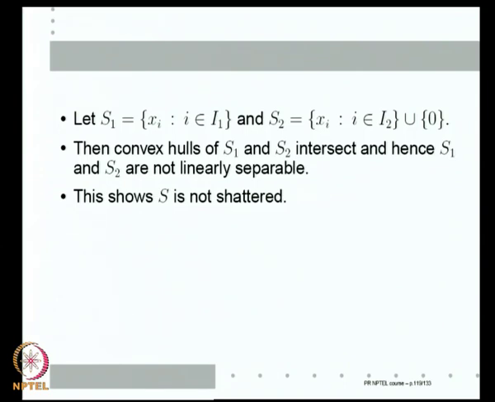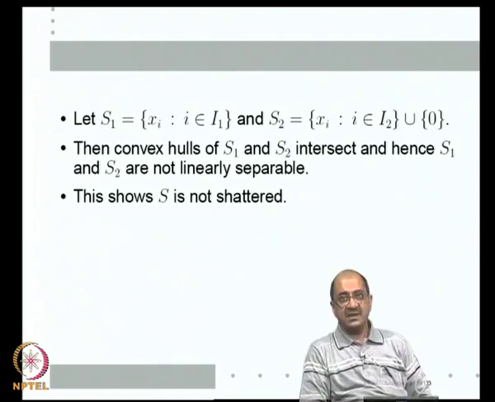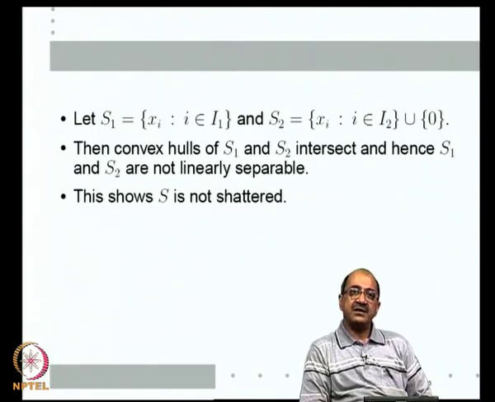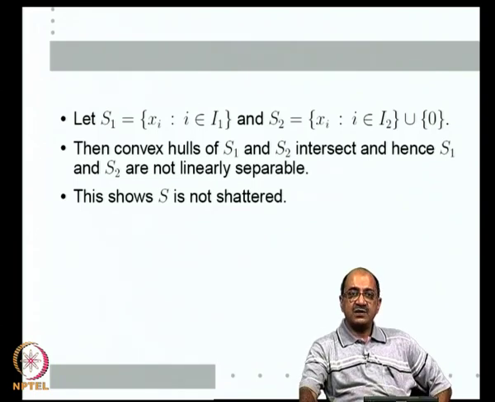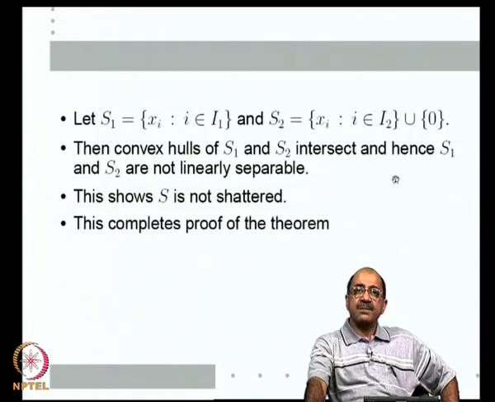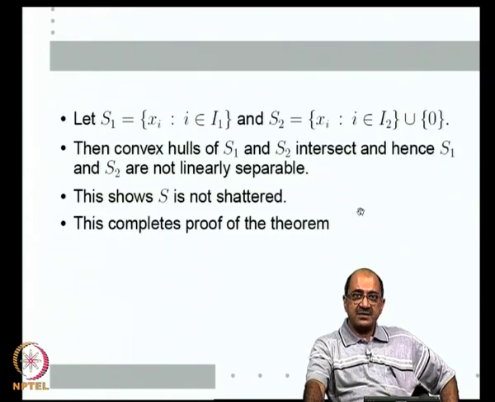And what did the theorem say? If you give me m points in R^D, take one of them as origin. If the remaining m minus 1 points are linearly independent, then the set is shattered. If they are not linearly independent, the set is not shattered. Okay? That is what we have shown. This completes the proof of the theorem that we listed.